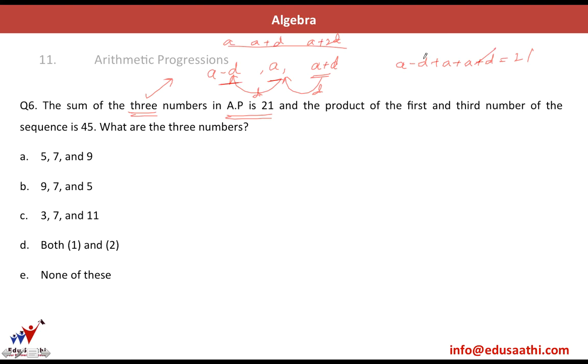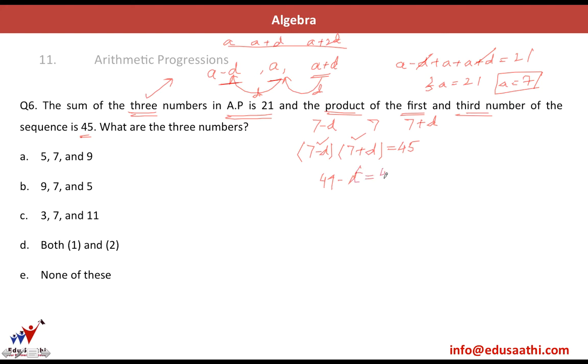The sum of these numbers is given to you as 21. So it makes it very easy for me to find out the middle term. The middle term would come out to be 7. So the terms that you get are 7 minus D, 7 and 7 plus D. And the product of the first and the third number of the sequence is 45. So what is given? 7 minus D into 7 plus D is equal to 45. It is A plus B into A minus B, which will be A square minus B square. So 49 minus D square is equal to 45.